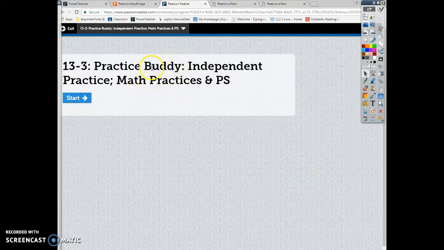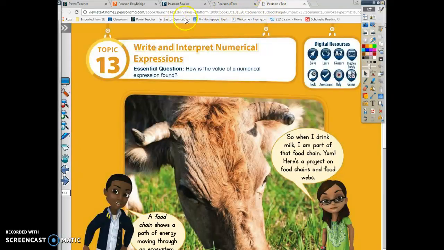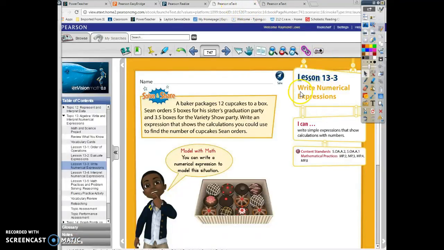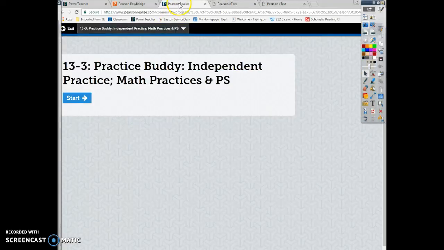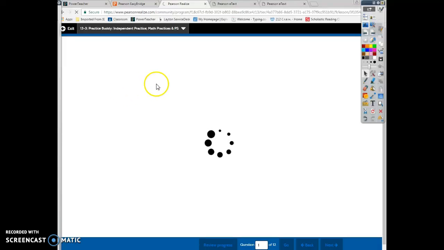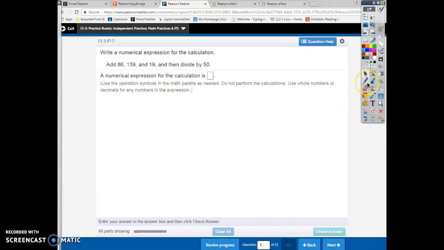13.3 deals with writing, expressing, and interpreting numerical expressions. That's all of topic 13. But in 13.3, we are going to be writing numerical expressions. So today you're actually not going to solve anything. Today you're just going to write what the expression would be. So let's take a look at a couple of examples.